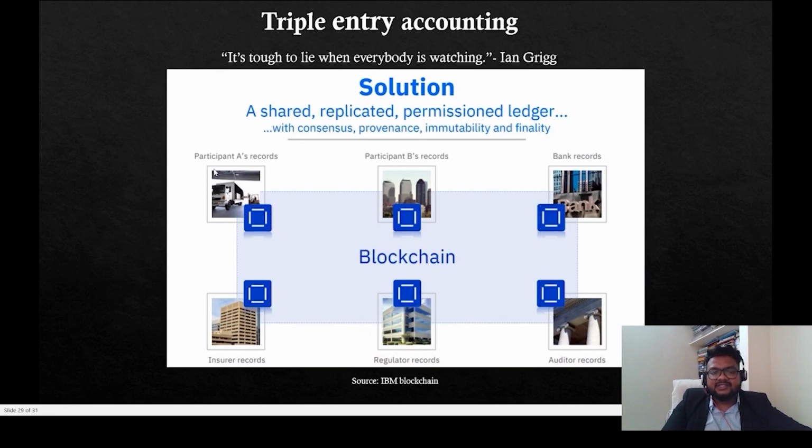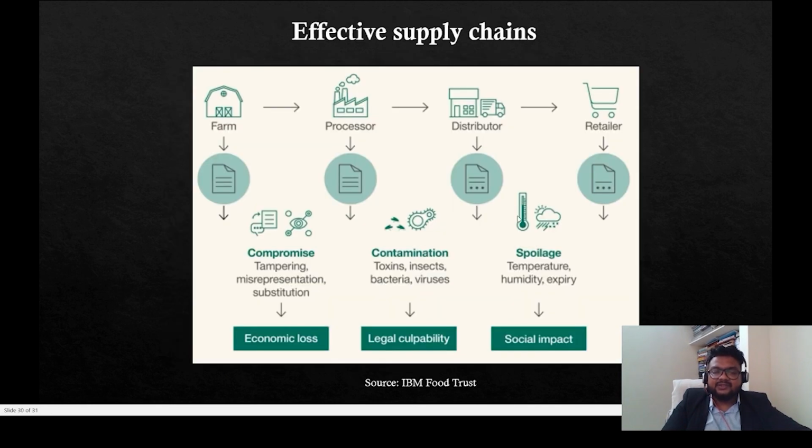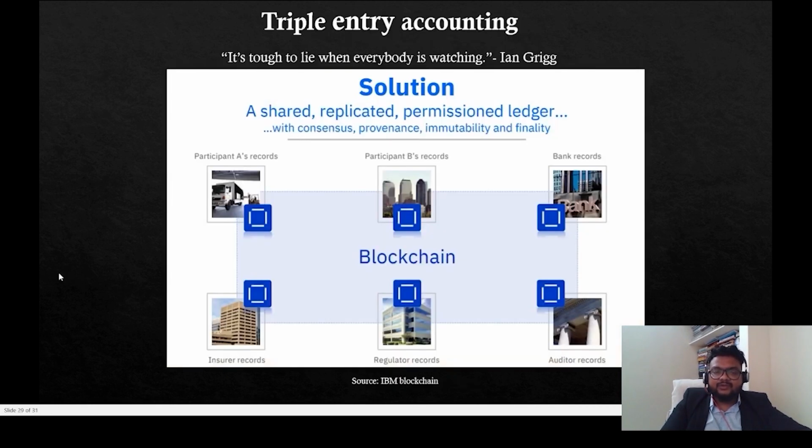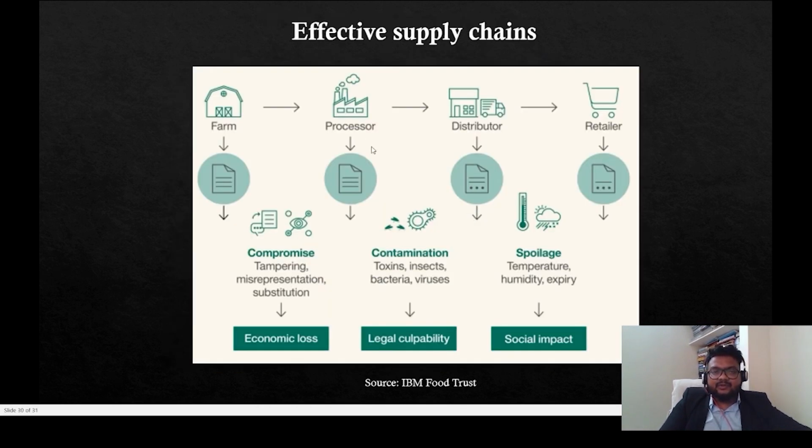The solution is to have a single database spread across multiple organizations and multiple stakeholders, maintaining a single record which will be accessed by banks, insurance companies, auditors, regulators, and your counterparty with whom you are transacting. So all the counterparty transactions will be recorded within the blockchain, so that it provides an immutable proof of facts which happened. Next, I'm moving to the last part of this section, that blockchain helps in effective supply chains.